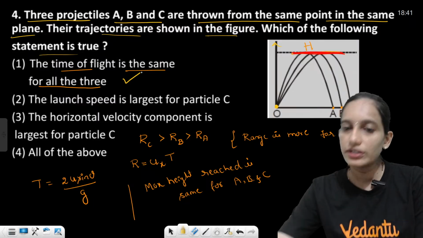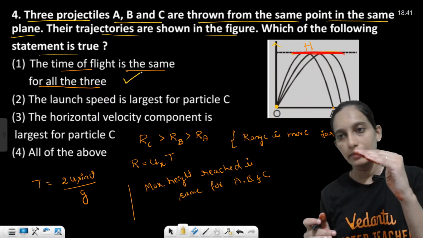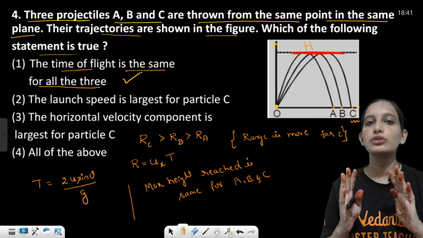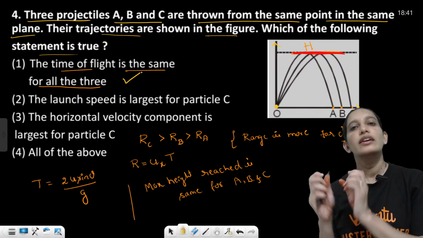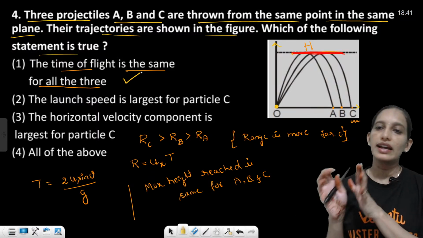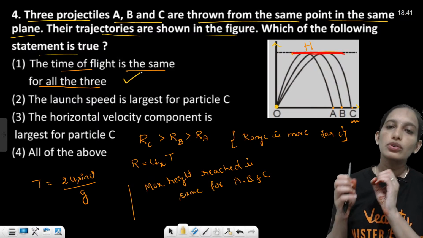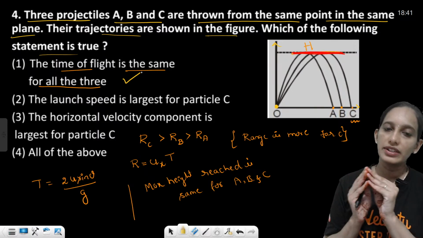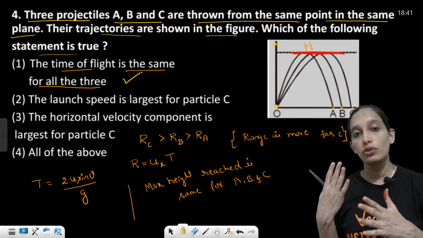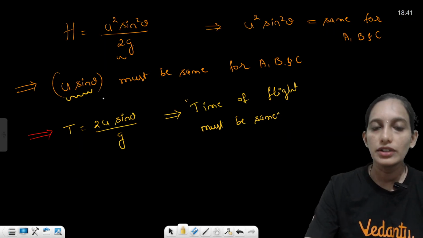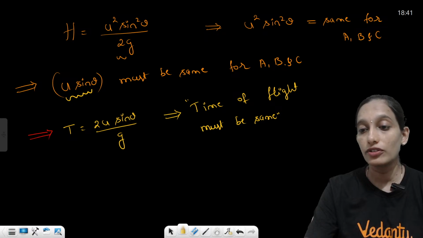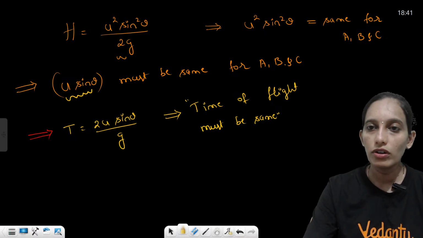So what I'm trying to say: since the maximum height is the same, the time of flight is the same now, because the vertical motion is the same for all. Only the acceleration due to gravity is acting on all the three particles. As their heights are same, we can clearly tell that their times of flight are also same. So the explanation: u sin theta, the vertical component of velocity, is the same for all the three projectiles.